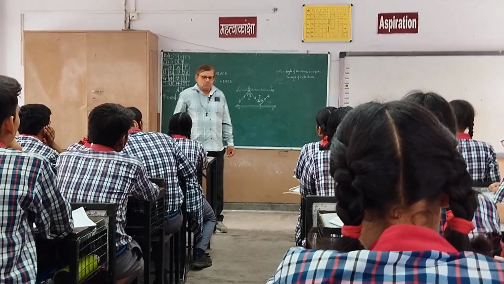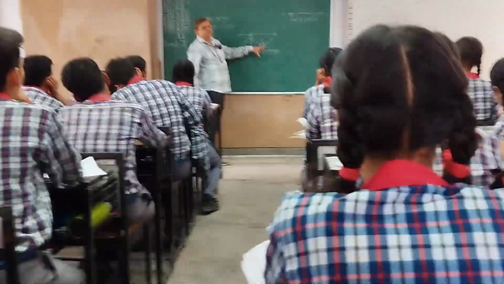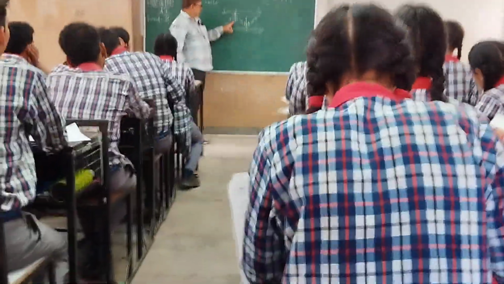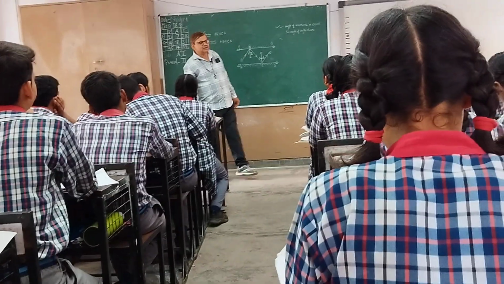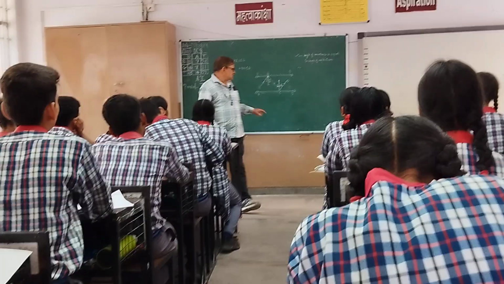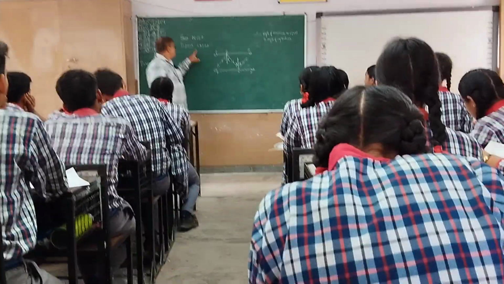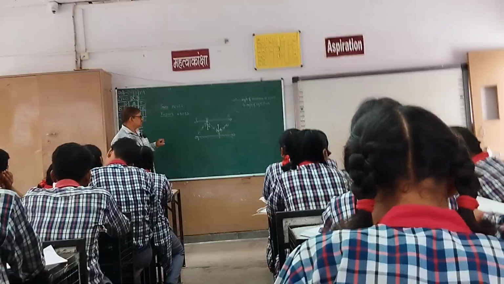Okay? It means this total angle is same as this total angle. Again, this is the alternate interior angle. Since alternate interior angles are equal, therefore these two lines will be parallel, which is to be proved. Okay, let us write this.